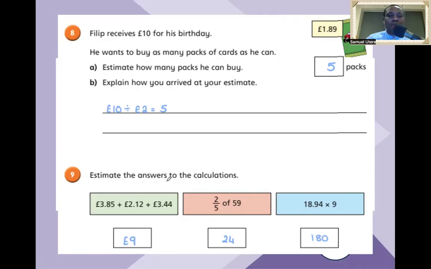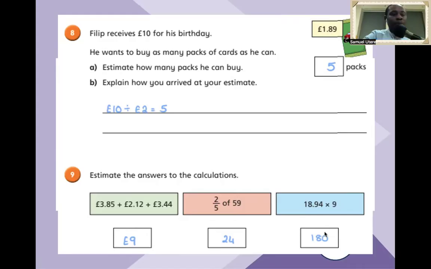Here you are asked to estimate the answers to the calculations. That is closer to £4 plus £2 and plus £3. So 4 plus 2 is 6 plus 3 is 9. Here, this becomes 2/5 of 60. 60 divided by 5 is 12. 12 times 2 is 24. Here, this is closer to 20. So 20 times 9 is 180.